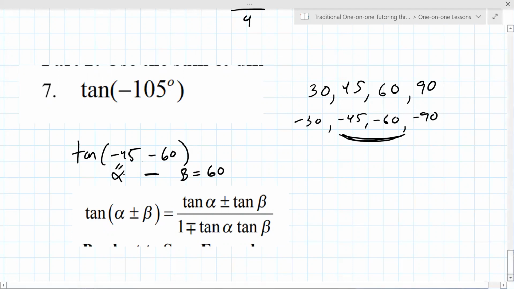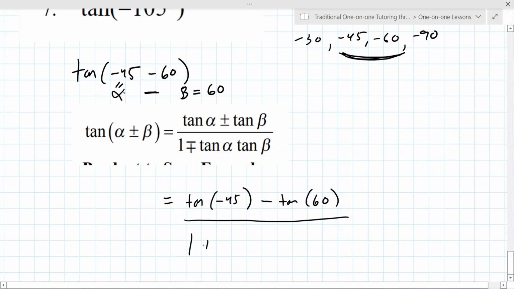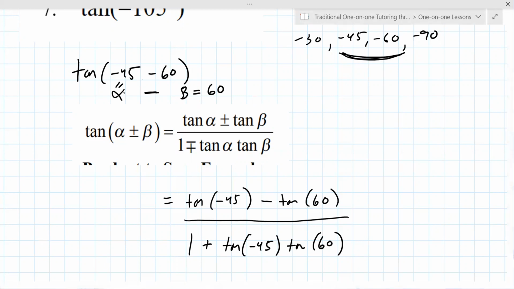Okay. So we're going to go tangent -45. And because it's a minus, we're going to use the bottom one here: minus tangent of 60, over 1 plus tangent -45 tangent 60. What is unclear about this? I want to make sure you understand. We're just applying the formula.